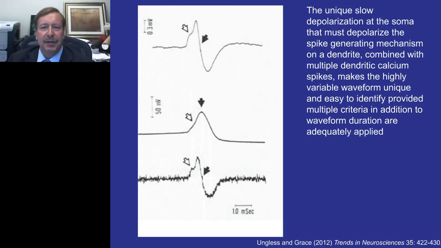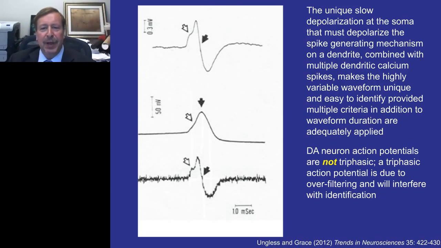The dopaminergic neurons have this slow depolarization at the soma that has to depolarize to the spike generating mechanism on the dendrite. So even though the spike generation in the dendrite is going to be at a constant level, how it's measured in the soma is going to vary quite a bit. And this is going to give the action potential a rather unique type of waveform that actually varies from action potential to action potential.